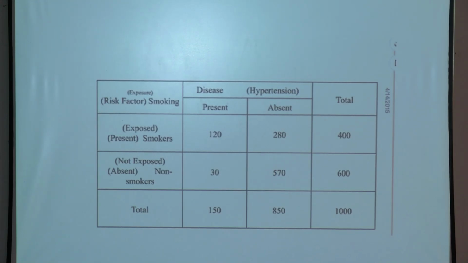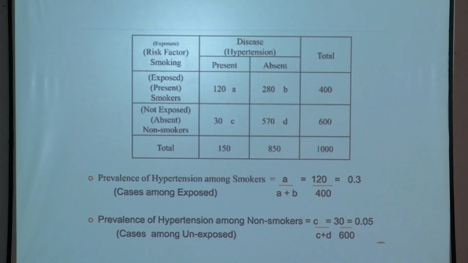Now, the total people who are having hypertension is 150. 850 do not have hypertension. Total 1,000 population. Now, risk factor smoking: 120 plus 280, 400 smokers, right? 400 smokers, non-smokers you have 600. You have 150 people who have hypertension.